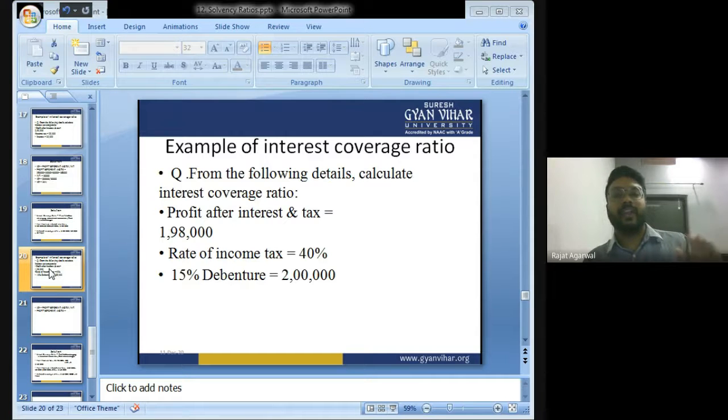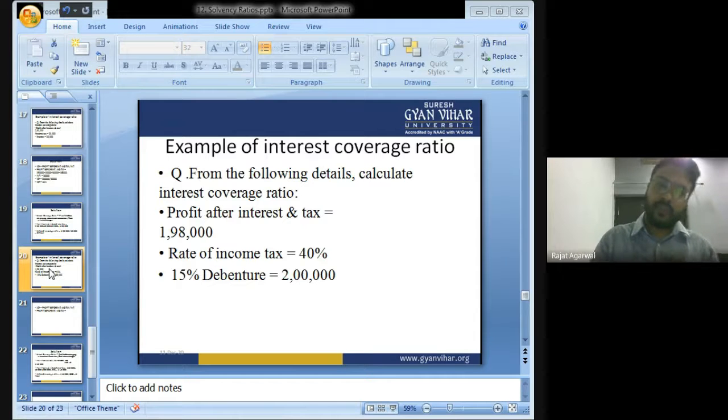This 1,98,000 is after deducting the income tax. Income tax is 40%. We have deducted 40% from the profit and then we come at 1,98,000. So this 1,98,000 is equal to 60%. Suppose the profit is 100. We deduct 40 rupees income tax. We deduct 40% income tax.